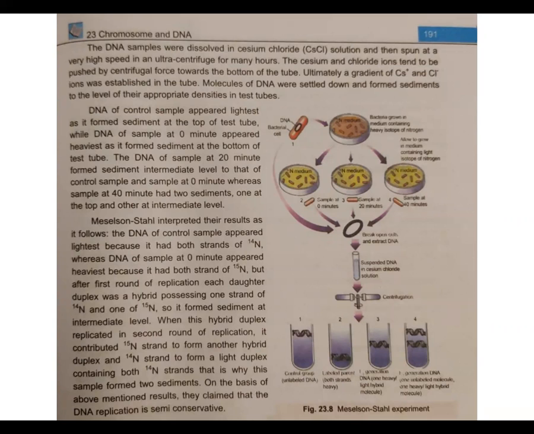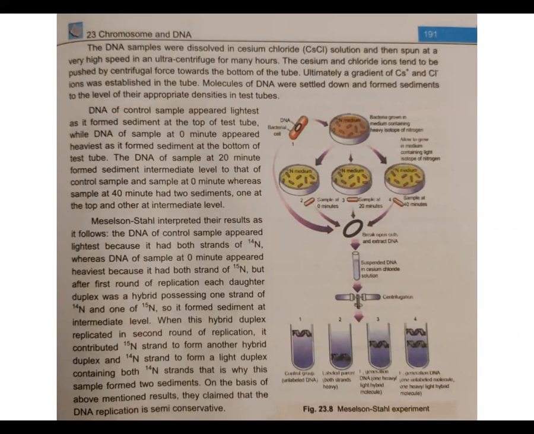So half of it remains intact, and half of the duplex is the one which is newly synthesized. And since we're growing the bacteria in N14, the second part of the duplex, the newly synthesized strand, comes from the source in which the nitrogen is present.